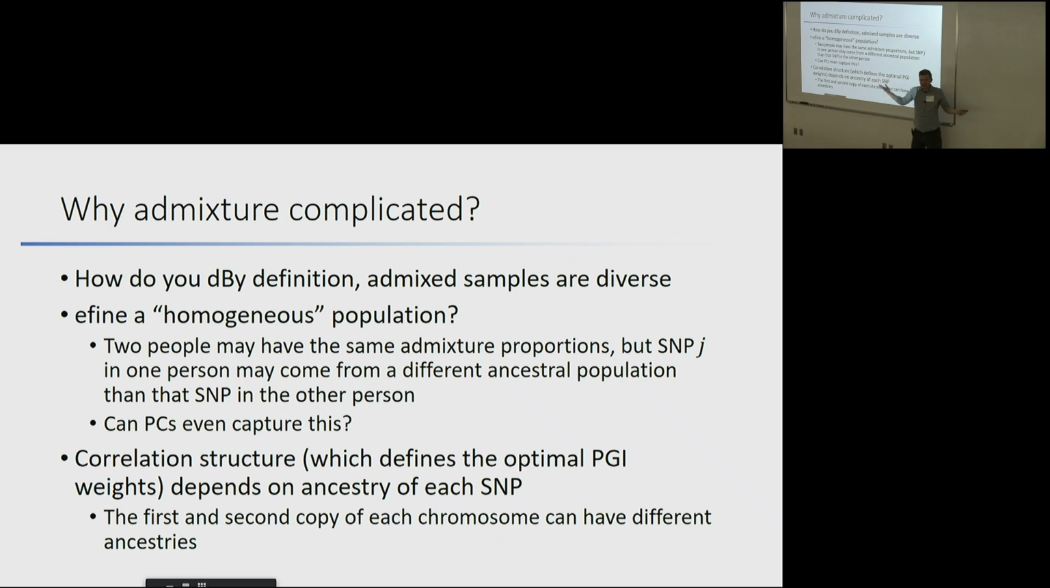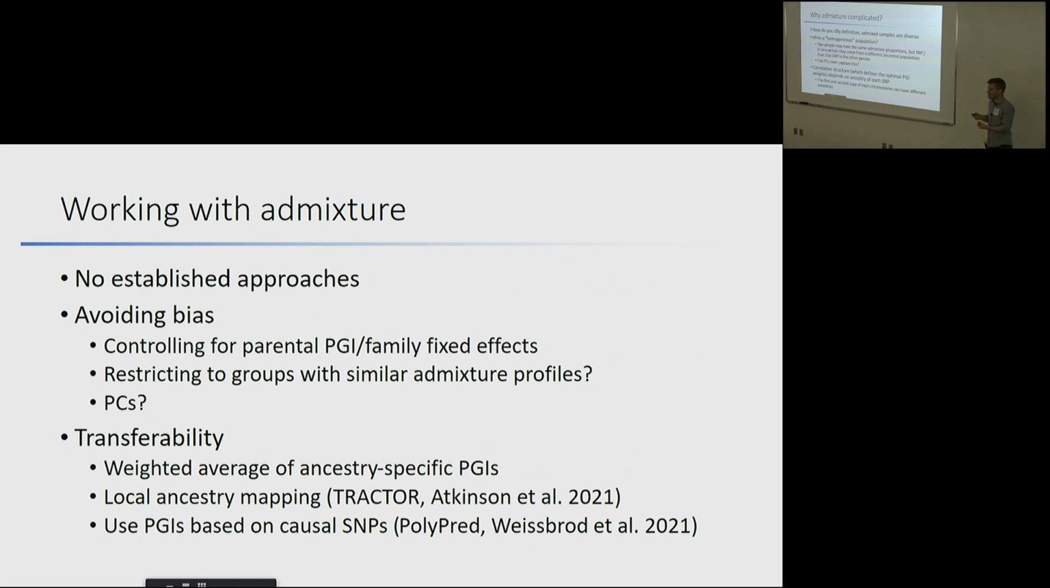Some of the issues: how do you define a homogeneous population if you have an admixed population, right? People are already diverse, a single person has diverse ancestry within themselves. So, how do you deal with that? The correlation structure is complicated when you have admixed populations because it depends on which ancestry the particular SNP you're looking at came from. It's hard, and there's not really solutions. So I'm saying there's no established approaches.